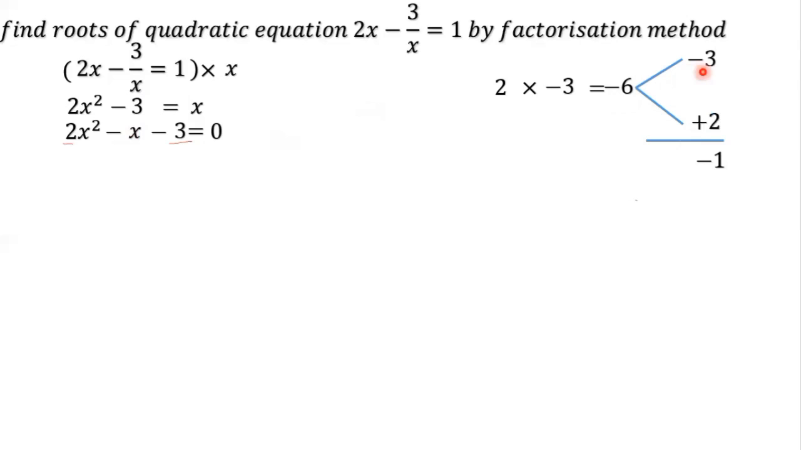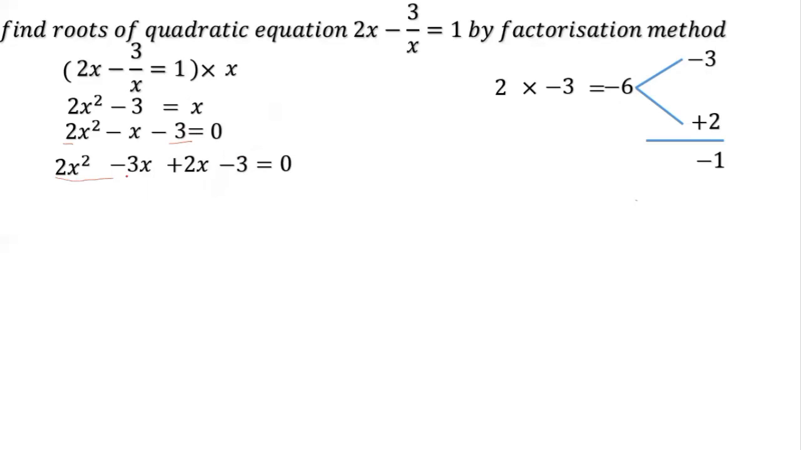3 twos are 6. While subtracting you will get 1, because here the product is negative, so the numbers should have different signs. Minus 3 into plus 2 is minus 6, and minus 3 plus 2 is minus 1. Now the next step is to write the first term as it is, 2x square, split the middle term, that is, minus 3x plus 2x, minus 3, the last term as it is, equal to 0.